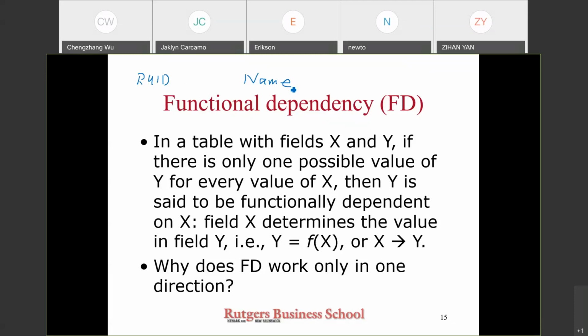But since it is possible that two or more students could have the same name, this relationship doesn't work in the other direction. So in other words, we cannot say that RUID field is functionally dependent on name. So that's why functional dependency works in only one direction.